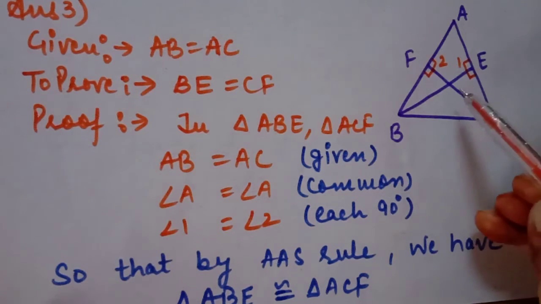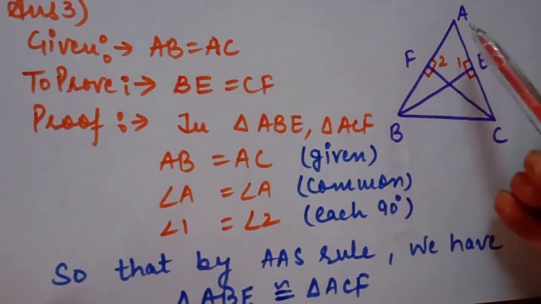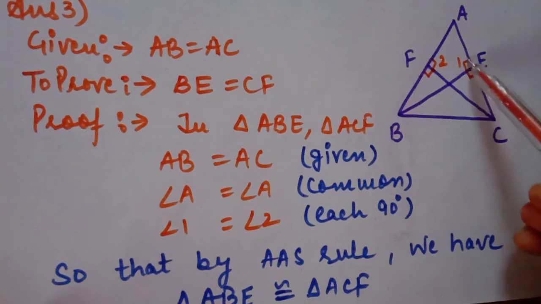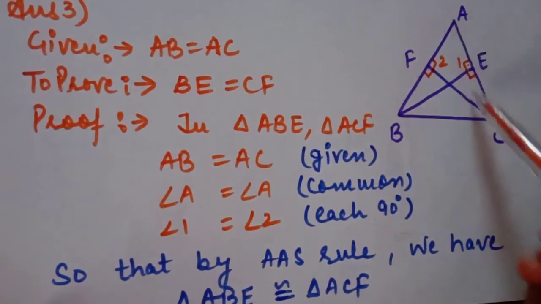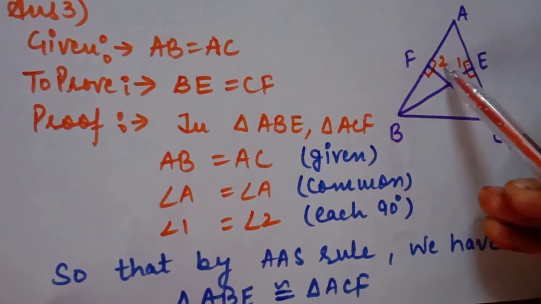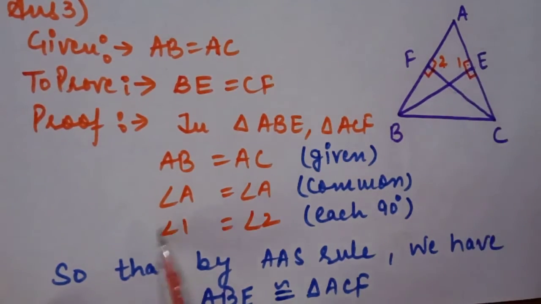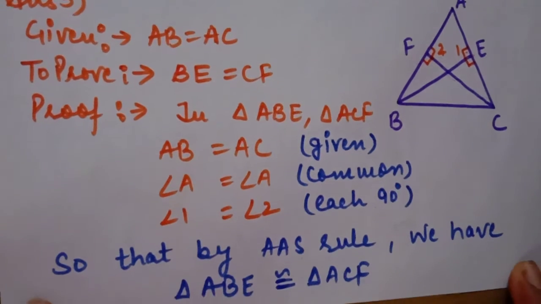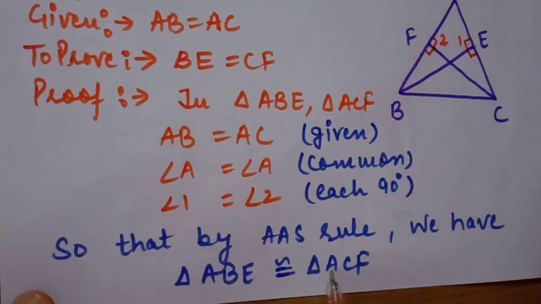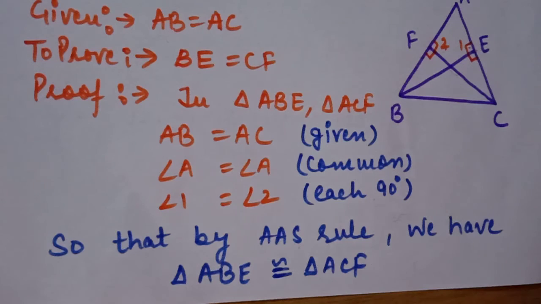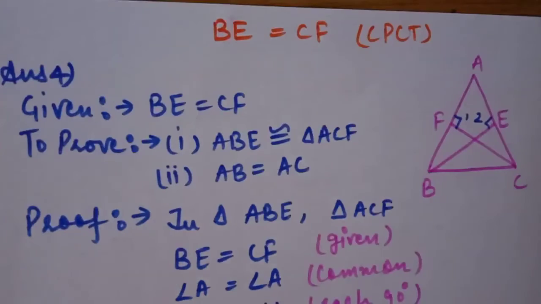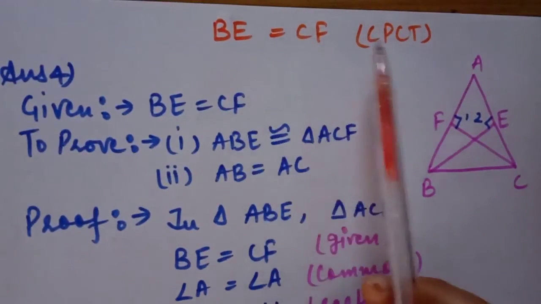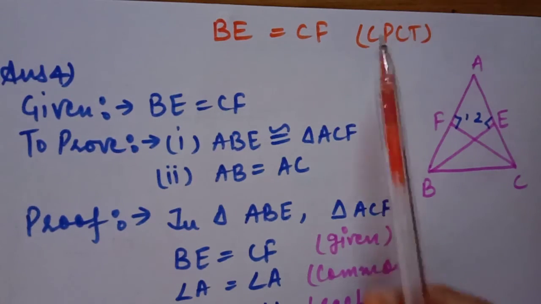Some of the time students get confused in this step. In triangle ABE, we have angle 1 here. In triangle ACF, we have angle 2 in it. They both are equal to each other, 90 degrees. So by rule AAS, both the triangles, triangle ABE and triangle ACF, are congruent to each other. So BE and CF are equal to each other by CPCT.